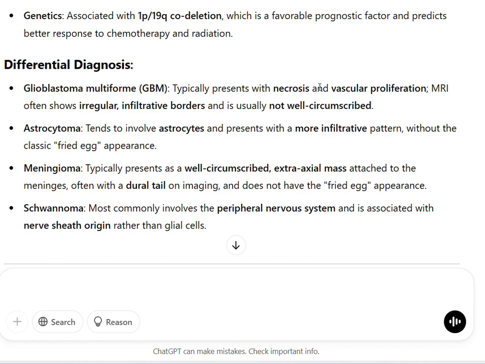Meningioma typically presents as a well-circumscribed extra-axial mass attached to the meninges, often with a dural tail on imaging, and does not have the fried egg appearance. Schwannoma most commonly involves the peripheral nervous system and is associated with nerve sheath origin rather than glial cells.